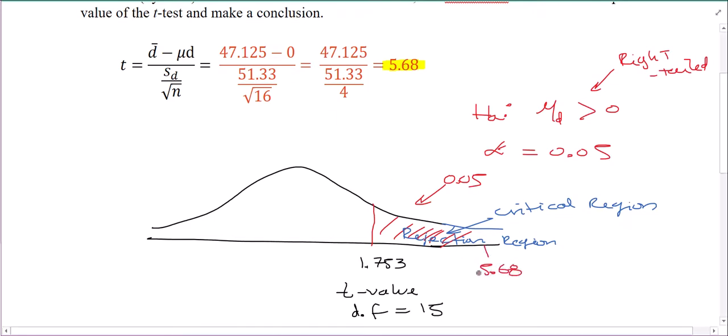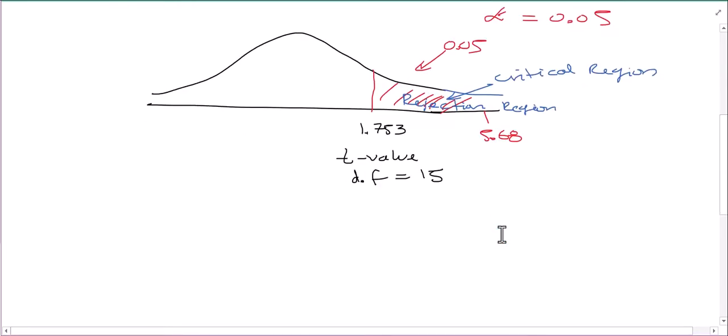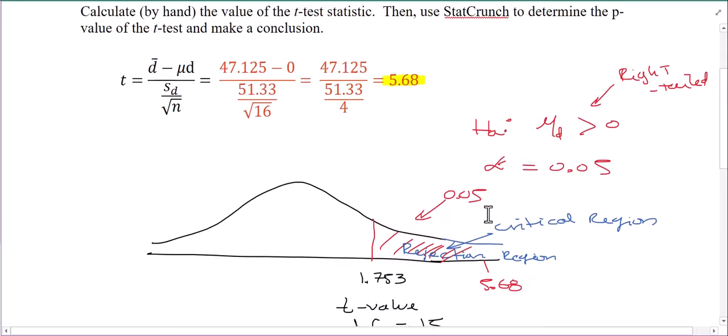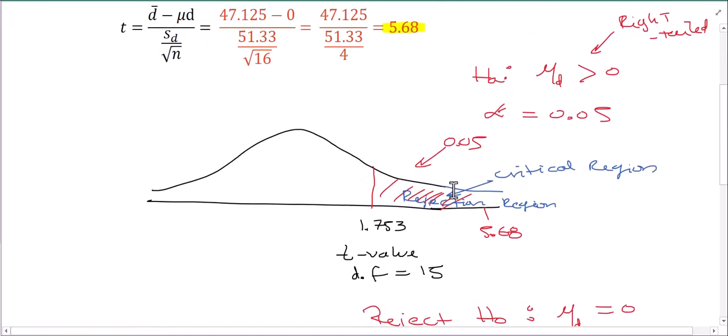So 5.68 is larger than 1.573. So based on this, we can reject the null hypothesis. And the null hypothesis was that the mean difference was 0, that there's no difference. So we reject that there's no difference. And so rejecting the null means we accept the alternative. The alternative is the claim that distracted driving delays the response, the reaction times. So that is using the critical region.